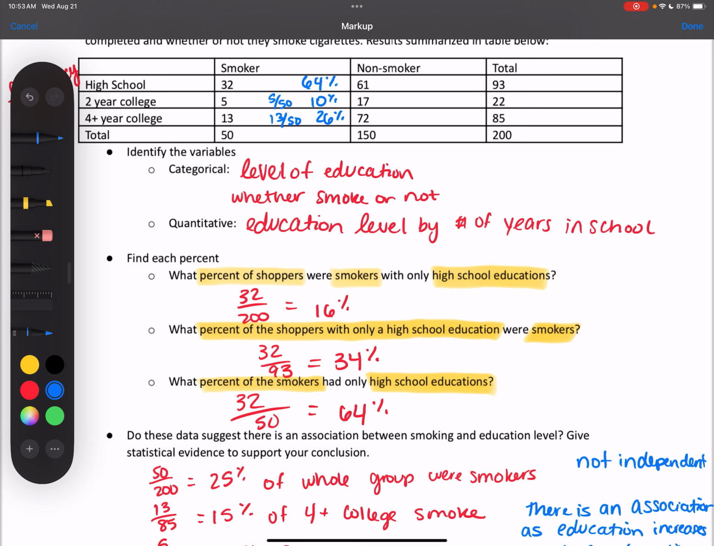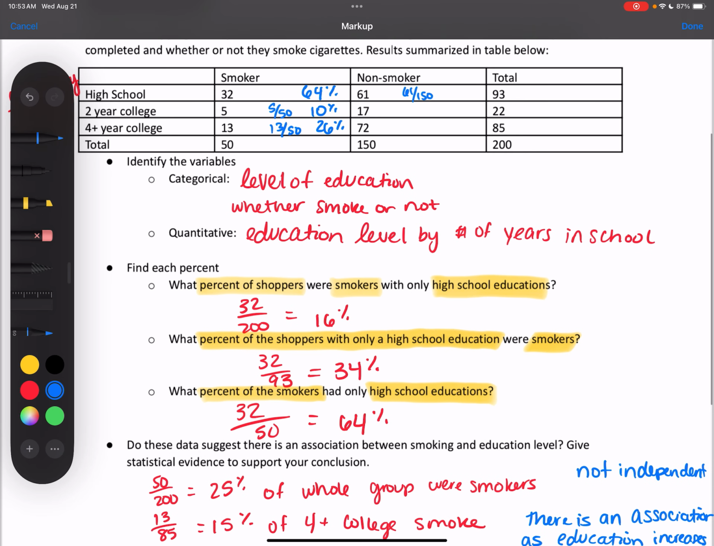So 61 out of 150, which is 40.6 repeating percent, so I'm going to call it 41%. Then 17 out of 150 is 11.3 repeating percent, so I'm going to call that 11%. And then the last one, 72 out of 150, is 48%.